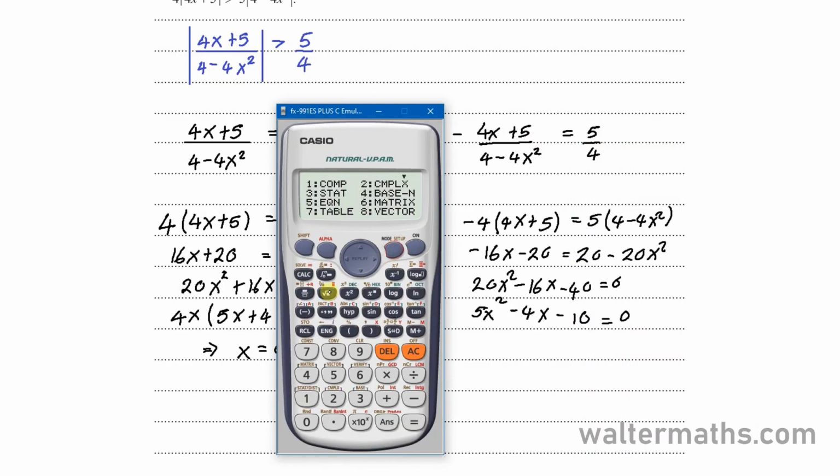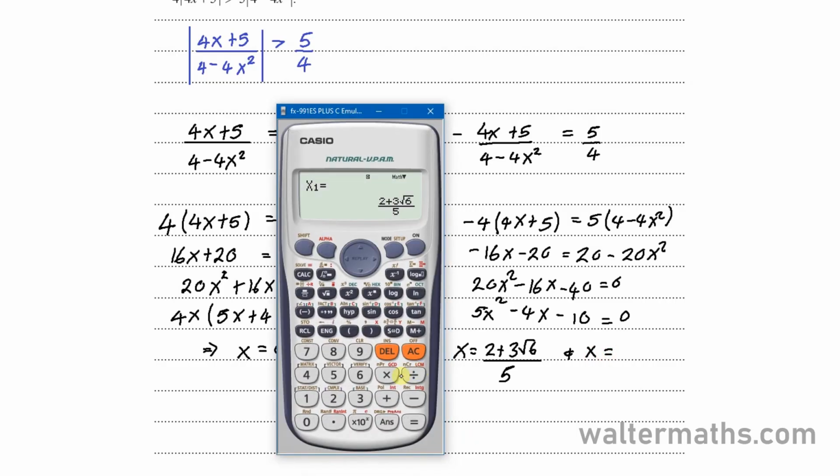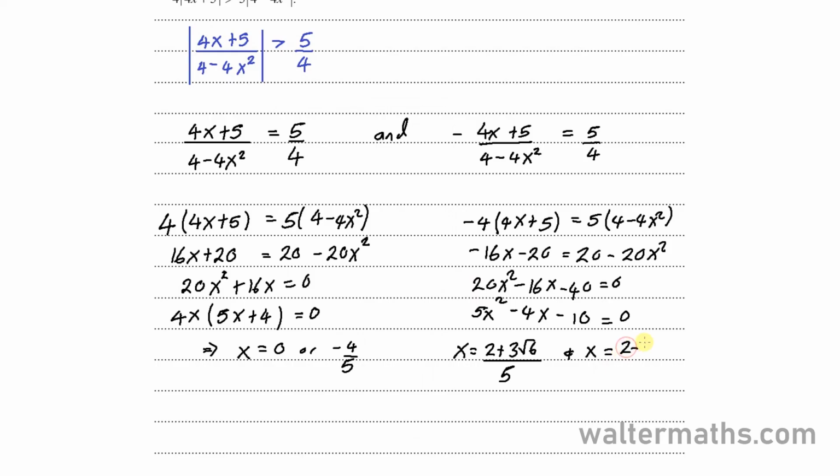And here we'll be saying for equation, that's quadratic, option 3. So that's 5, the coefficients 5, then minus 4, then minus 10. And the values of x we get are (2 plus 3 root 6) over 5. So x is equal to (2 plus 3 root 6) over 5. And we also have the other value, x being equal to (2 minus 3 root 6) over 5.